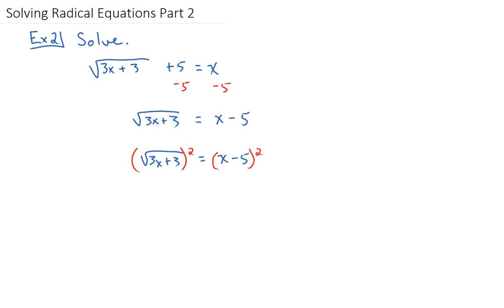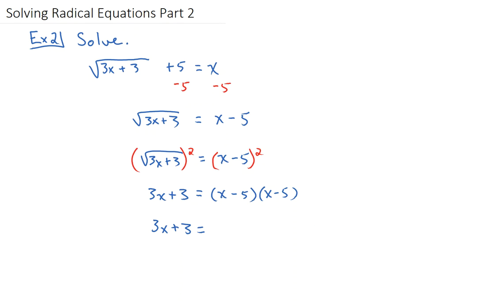Once we do that, on the left the square roots will cancel out. The square root and the square will cancel out like usual, leaving us with just the 3x plus 3. Now on the right, it's a little bit more complicated. Again, I want to remind you, we cannot just distribute the squared to the individual terms. You cannot do this that way. You can't do that ever with a binomial squared. What we need to do is multiply the x minus 5 times the x minus 5 by distributing out the terms.